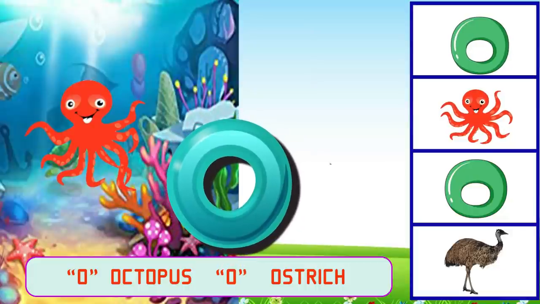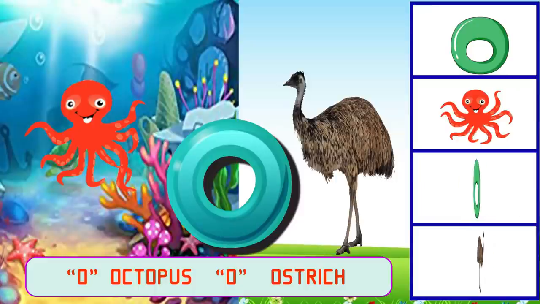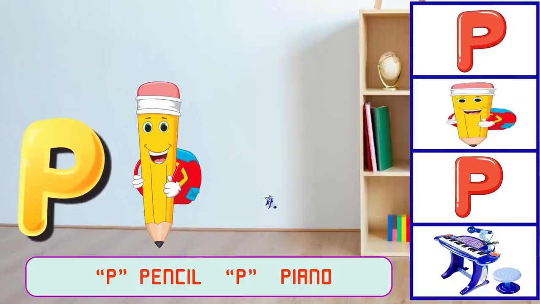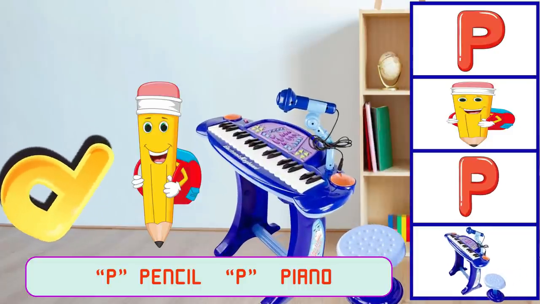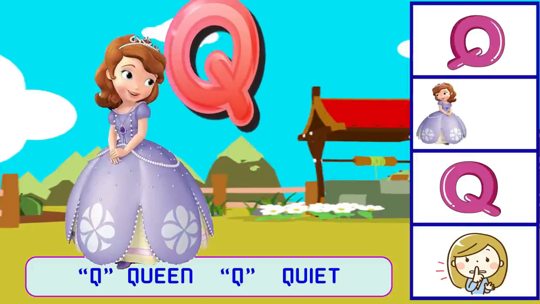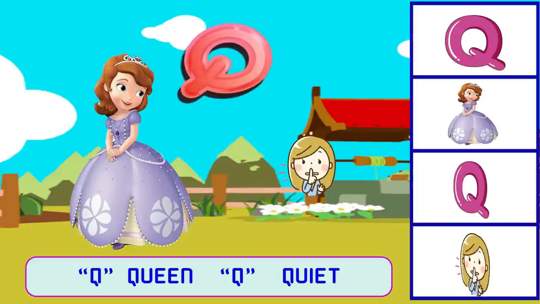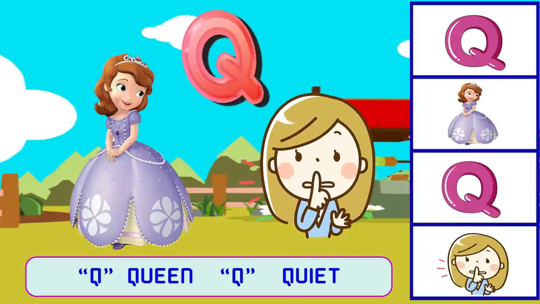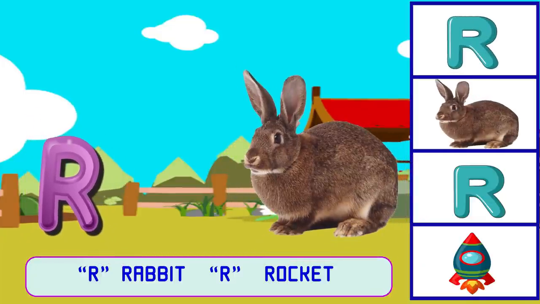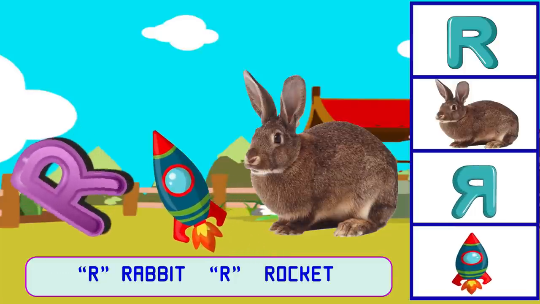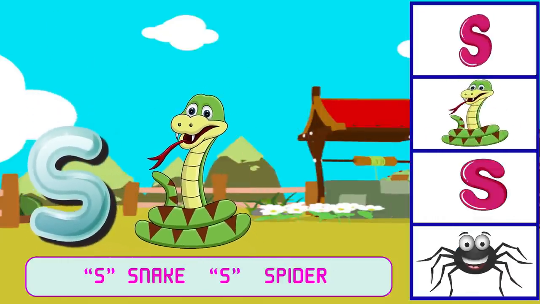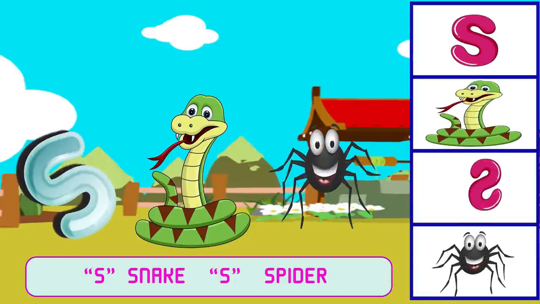Octopus. O for ostrich. P for pencil. P for piano. Q for queen. Q for quiet. R for rabbit. R for rocket. S for snake. S for spider.